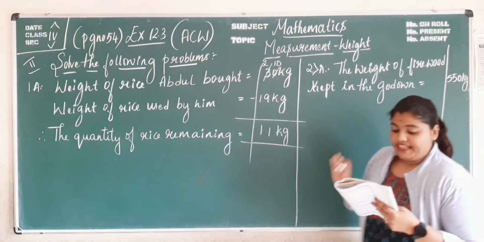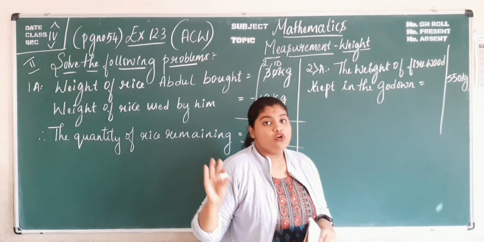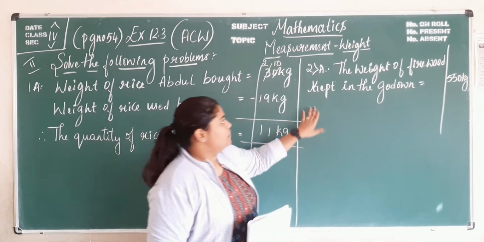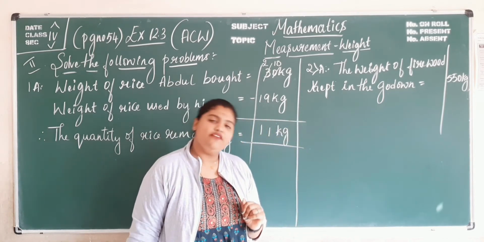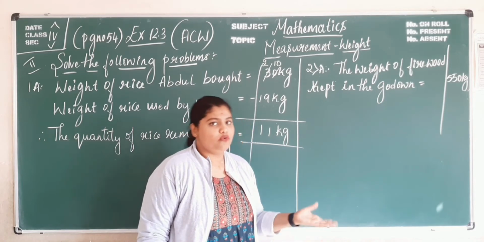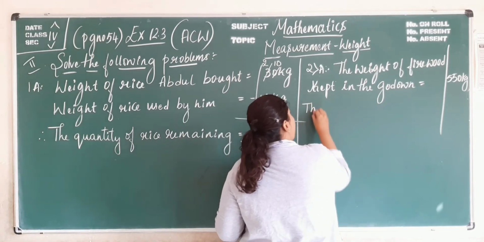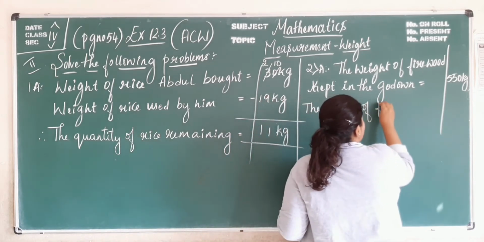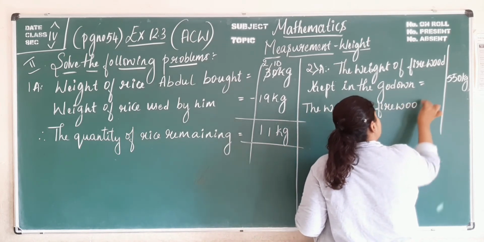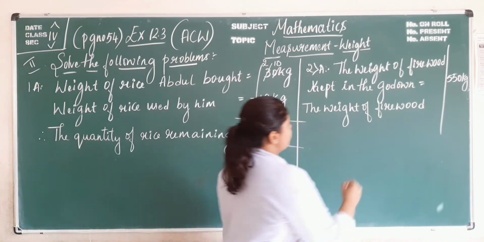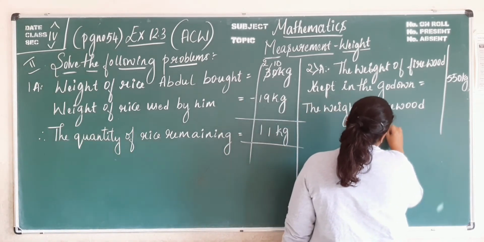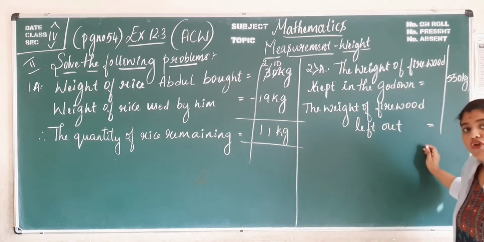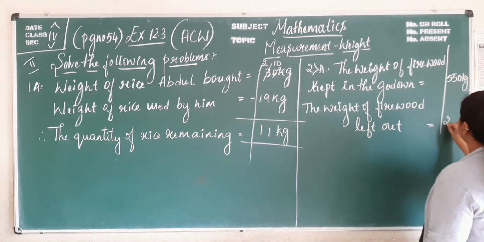Next, in the evening, if 200 kg of firewood was left out. So what is the statement? Yes, the weight of firewood left out. Very good. Write down, the weight of firewood left out is equal to what was the weight of firewood which was left out in the godown? Yes, it was 200 kg.